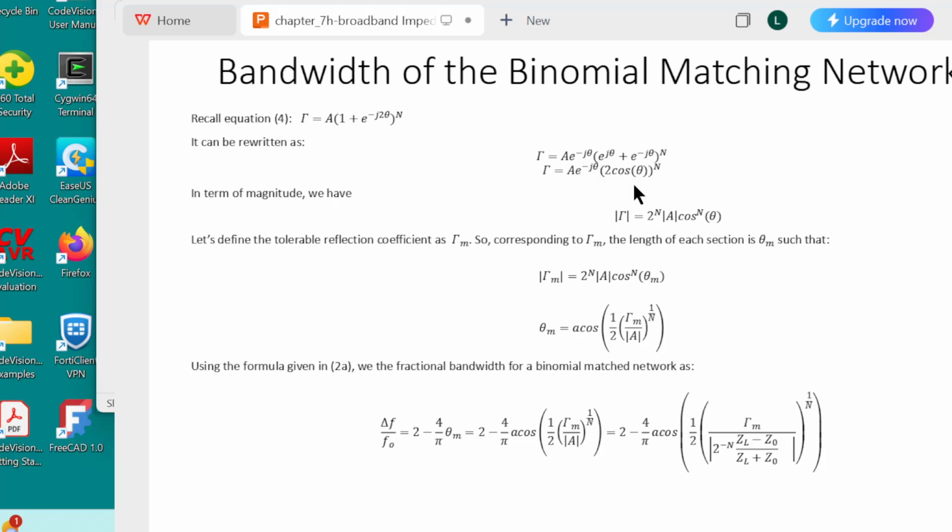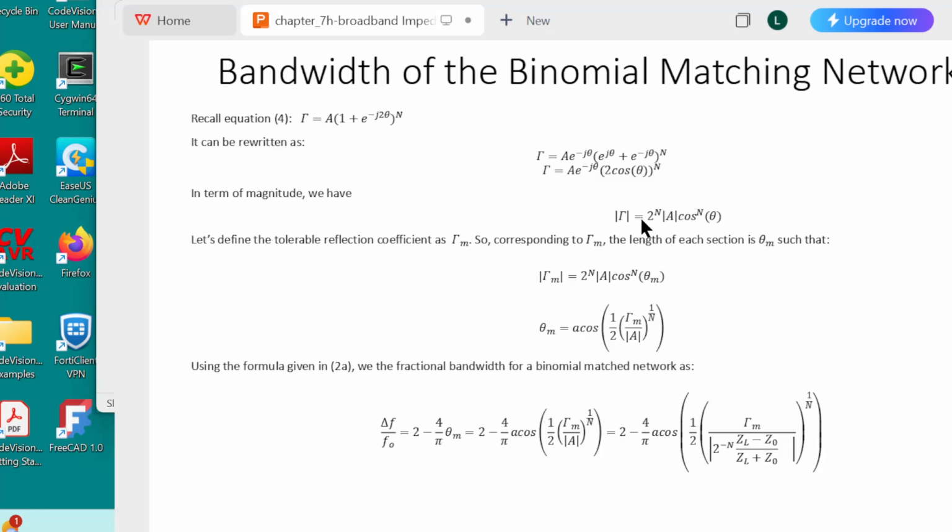And if you focus on the magnitude only, the magnitude of this one is always 1. The magnitude of A is A. The magnitude of this term is cos to the power n and e a here and 2 to the power n. So we can get the magnitude of the reflection coefficient in this manner.